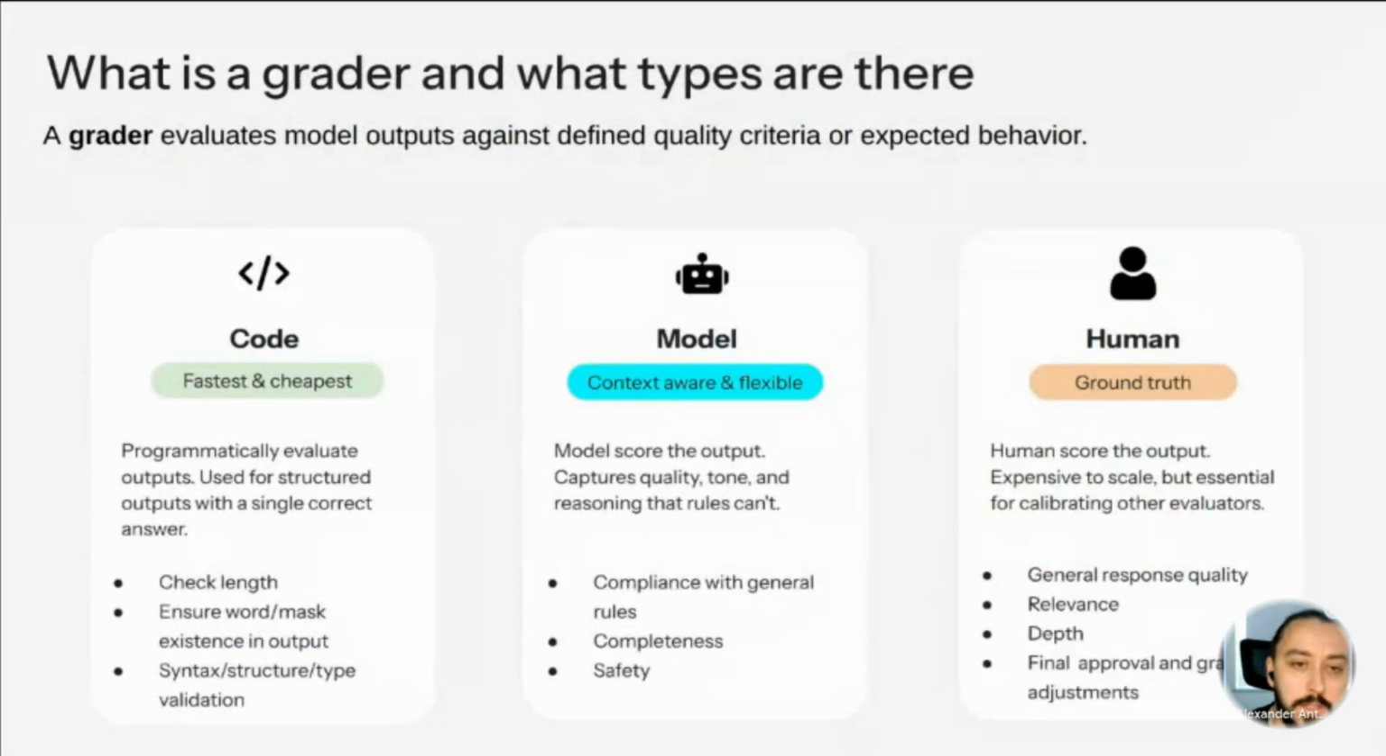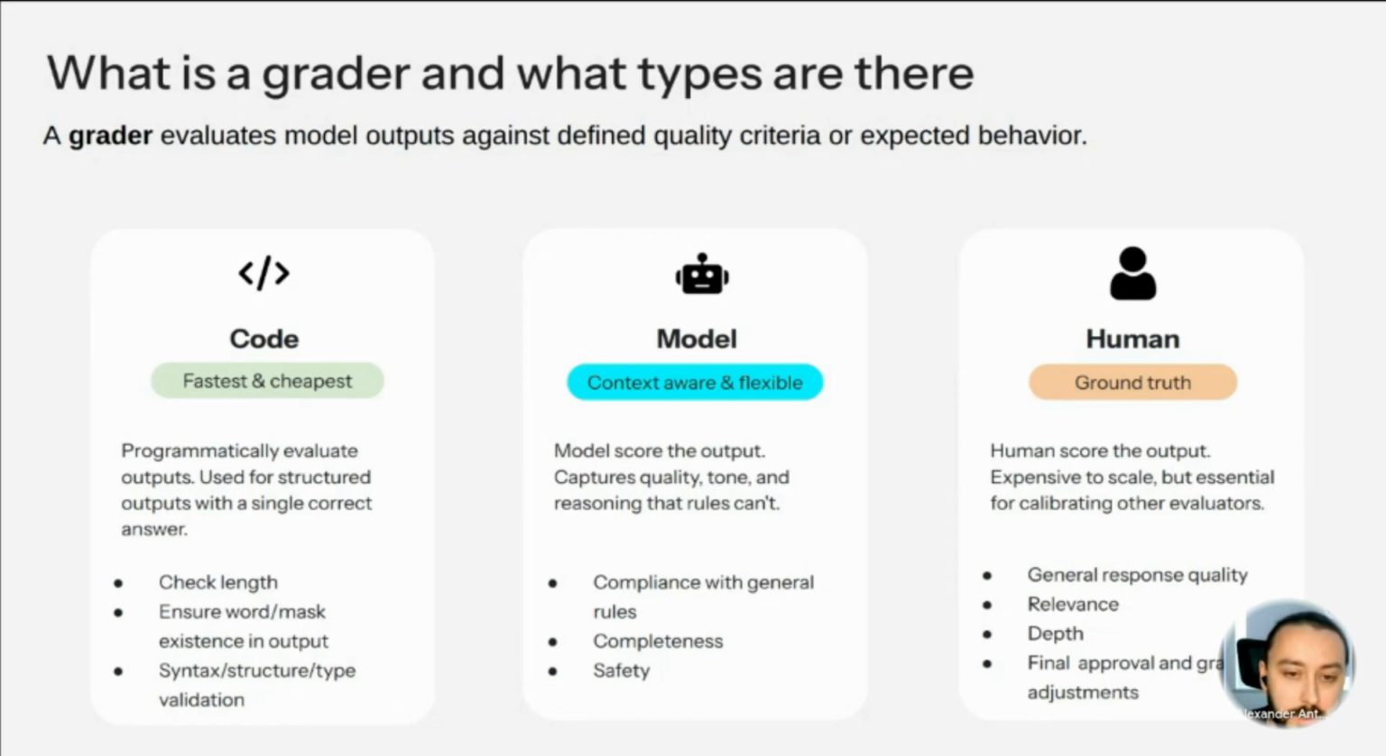Let's talk about what a grader is and what types of graders there are. There are basically three types. The first of them is code, which is obviously the fastest and the cheapest. It is when you just programmatically evaluate the output. This is usually something simple, like checking the length, checking the structure, checking the type, whether it is JSON, or whether it is an integer, or something like that. You may also search for some keywords in the output. You can try to apply some mask if you're looking for some specific strings, etc.